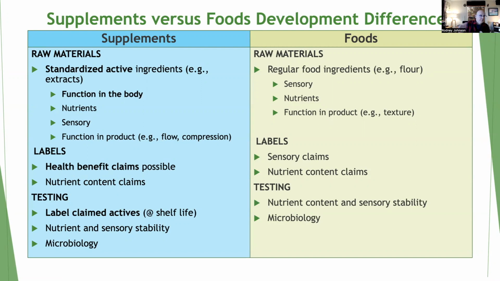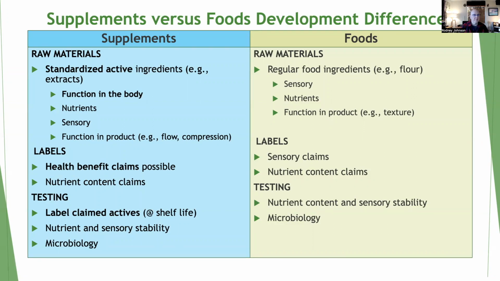Raw materials for foods, on the other hand, tend to be more general, flour, for example, or sugar, or things of that general nature, and then focus on sensory and not as much on the function, although nutrients and function in the product are also an important part of the formulation with raw materials in foods.